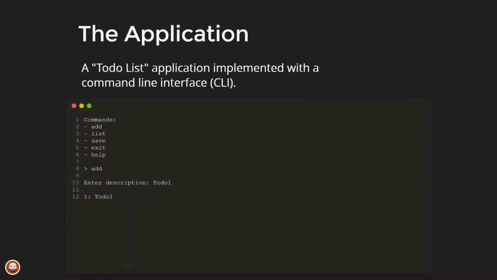The application that we are going to be working in throughout this video series is a rather simple to-do list application. Now, this program has a couple different functionalities to it. We can add a new to-do list, we can list our existing to-do list, we can save our to-do list to a file, we can exit the program, and we can ask the program to show us the commands that are available to us with the help option.